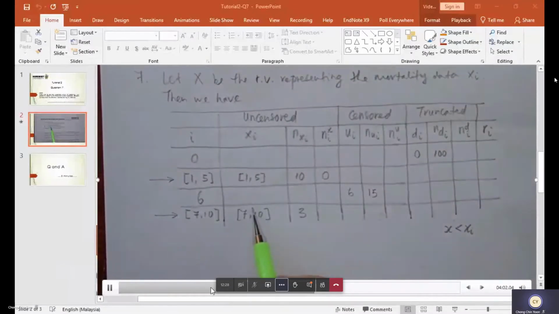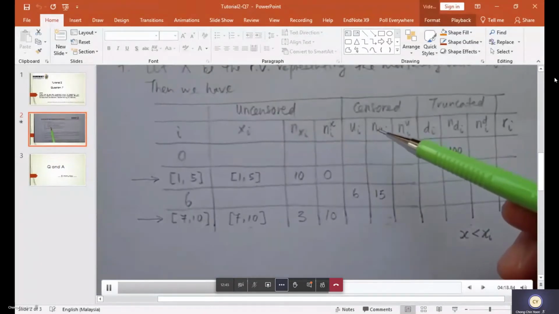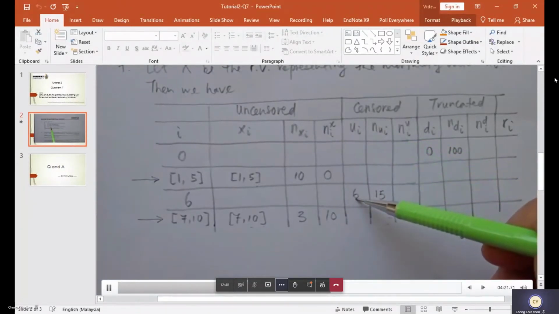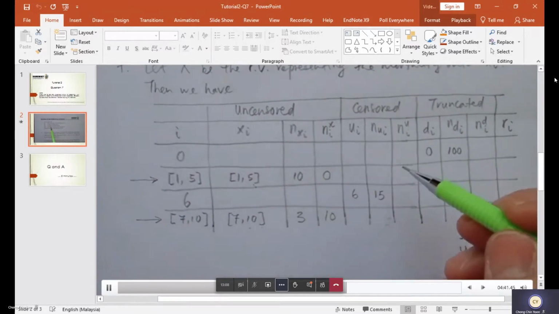And if I choose my X value from this group, how many X values are less than this group? I have 10 in this group, which is less than this group. Now we go to the censored value for the 6. Look at this condition for the U, which is strictly less than the XI. If I choose this group, how many U values are strictly less than this group? I have nothing. No values from the U are less than this group. So I will have 0.